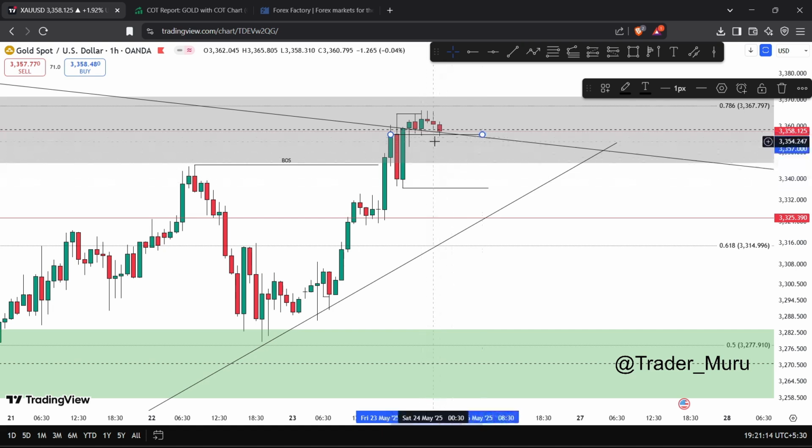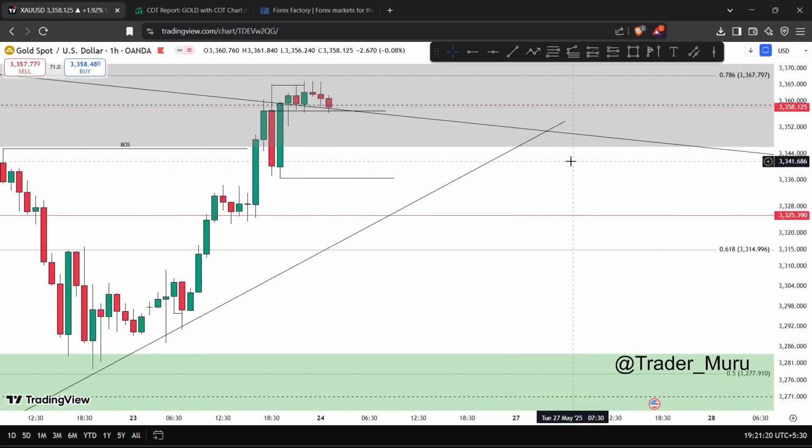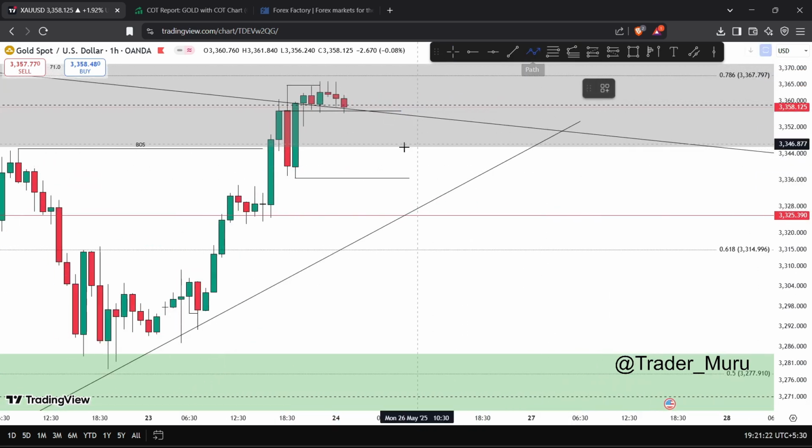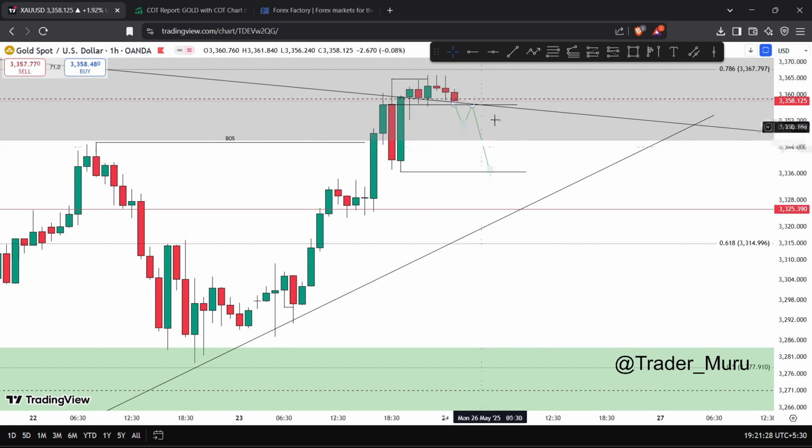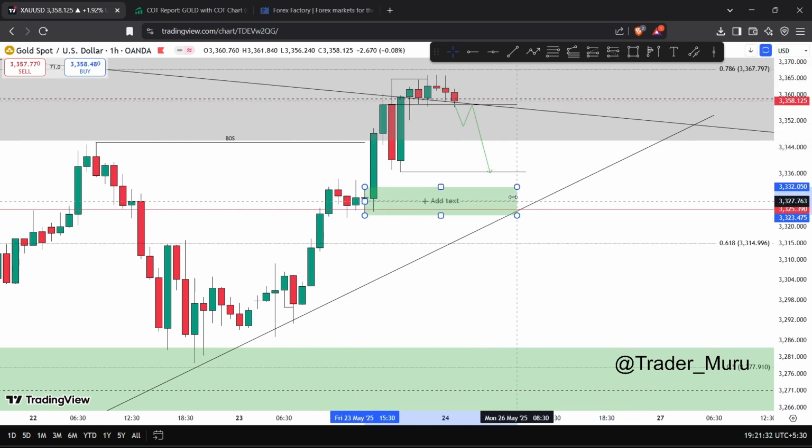Once price breaks below this around 3358 here, then you can expect price to drop and take out this bottom liquidity. And we have this order block pending here for a test.